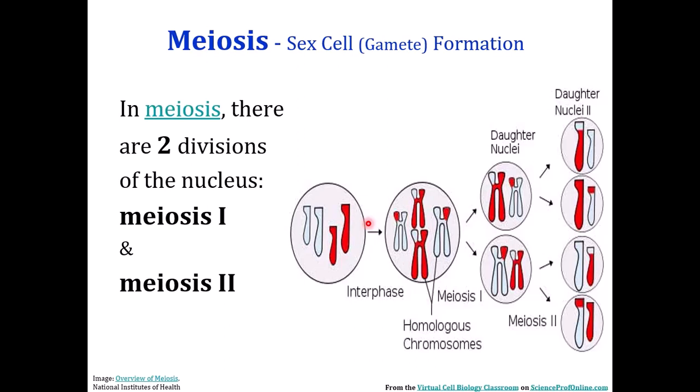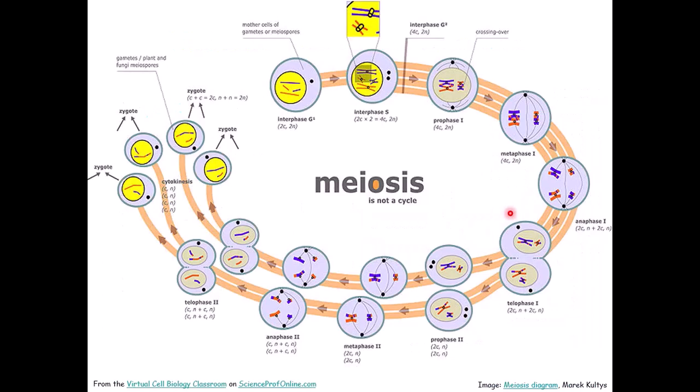That is, in humans, if the cell had 46 chromosomes, the two daughter cells after meiosis 1 have 23 chromosomes each. Then meiosis 2 is just like mitosis. Each daughter cell divides to give two more daughter cells, so in total we have 4 daughter cells. You can see here, each daughter cell produces 2 daughter cells, so we have 4 daughter cells which are haploid.